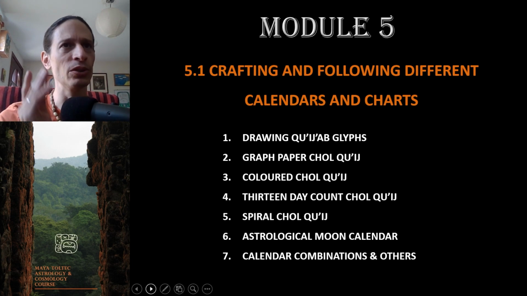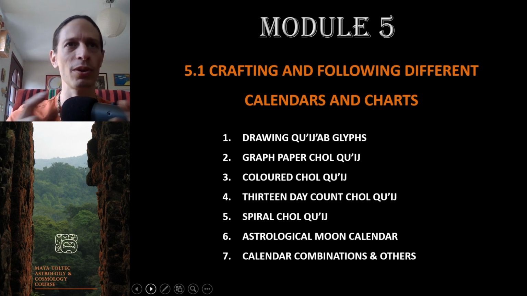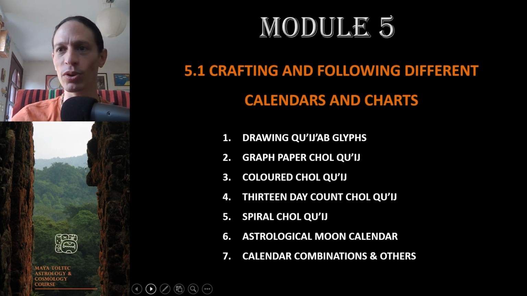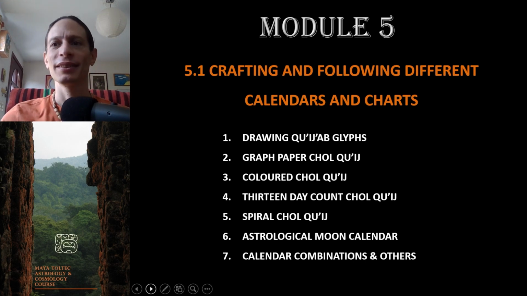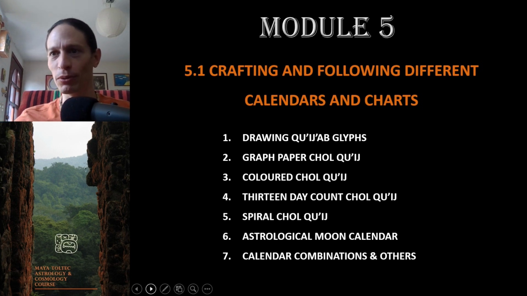Then you're going to do what I call the graph paper cholquij, which is where you use graph paper, the paper with little squares. I don't know what they call that in your country. Maybe it's different. The word I found in English is graph paper. Here in Spanish, in Latin America, they use papel cuadriculado. It's like quadriculated paper, squared paper. Let me know if there's another word for that, because we have people from all over the world here.